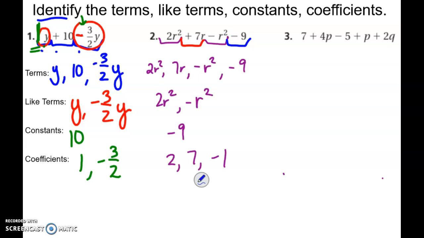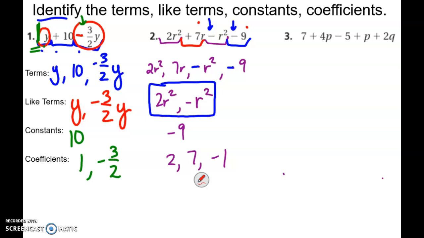Okay, let's see how you did. Terms, we said there were 4 terms. I just listed them out with commas in between them. Okay, remember that these negatives should be listed here too. Like terms, well, my 2 r squareds go together. So those are like terms. These are like terms together. Then I don't have anything else that pairs up with the plain r. So that doesn't have a like term. And I don't have anything that pairs up with this constant. So I don't have any other like terms that go together.